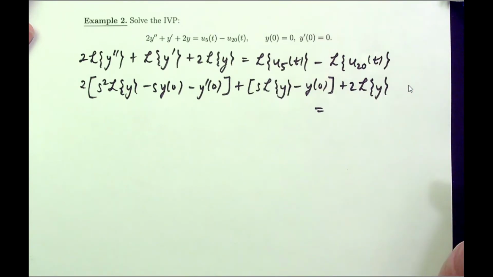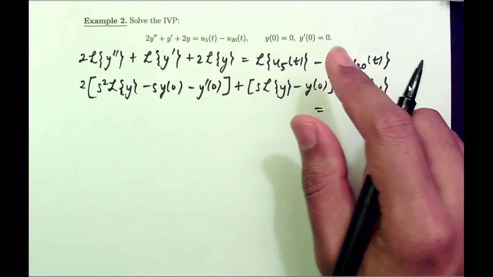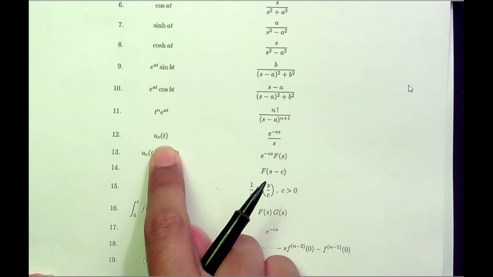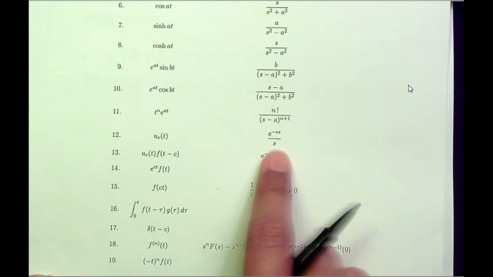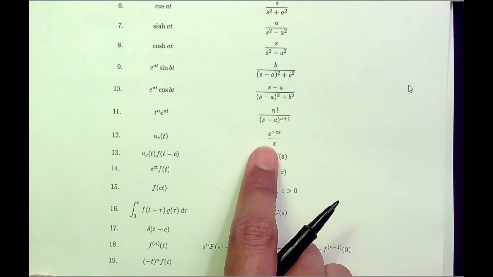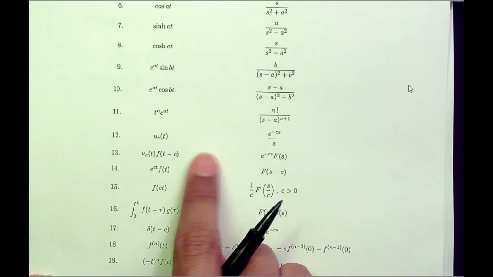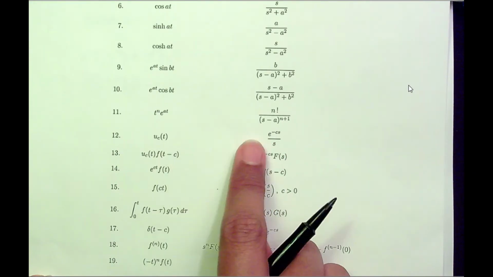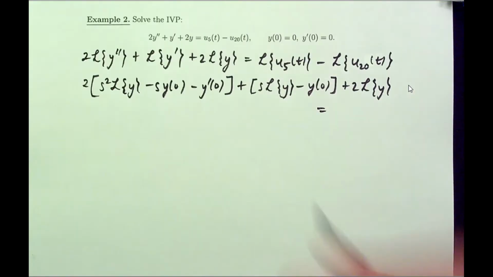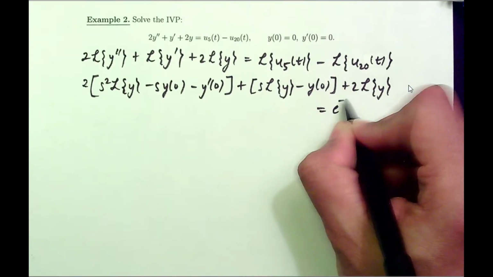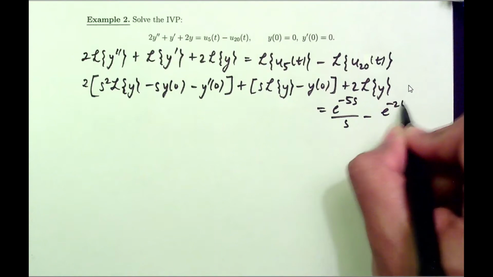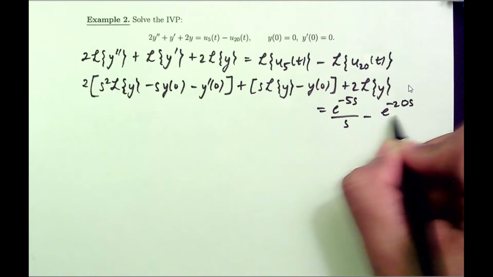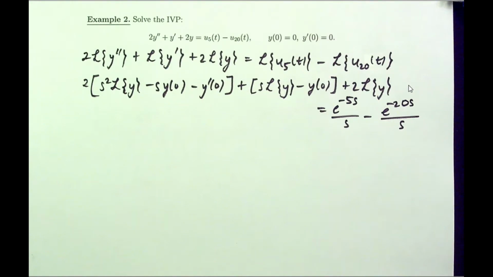equals, now we need the Laplace transform of u5. You can look it up in the table, and same with the Laplace transform of u20. The Laplace transform of uc is e to the negative c s over s, so the Laplace transform of u5 is e to the negative 5s over s, and then the Laplace transform of u20 is e to the negative 20s, all that over s. So this is just e to the negative 5s over s minus e to the negative 20s over s. Okay.